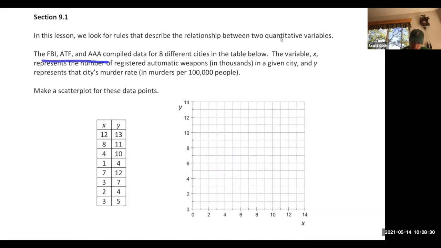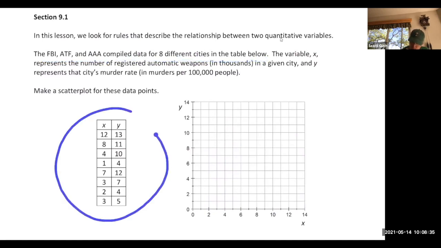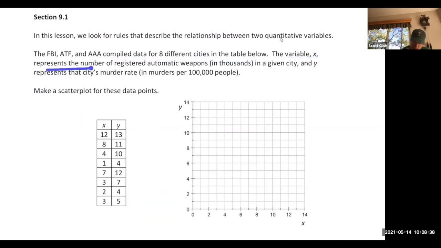So we've got these organizations that compile data for 8 different cities in the table below here. The variable X represents the number of registered automatic weapons in thousands in a given city. And you have 1, 2, 3, 4, 5, 6, 7, 8. There's 8 cities here. And so for each city, there's the number of registered automatic weapons, again, in thousands. And Y represents the murder rate in that city. Now a murder rate is typically given in the number of murders per 100,000. So it's not a percentage, it's per 100,000, okay?